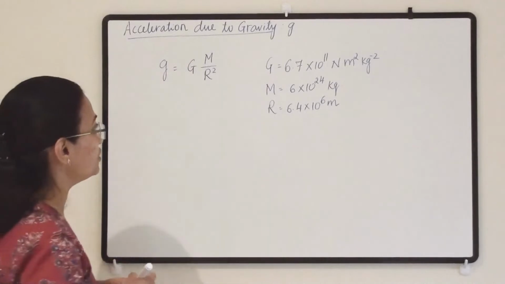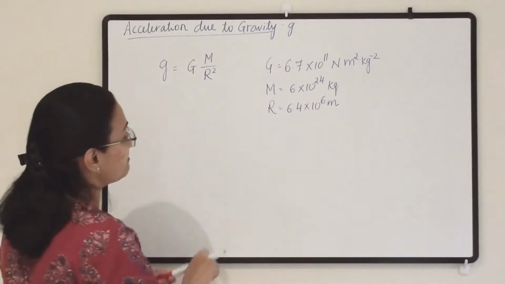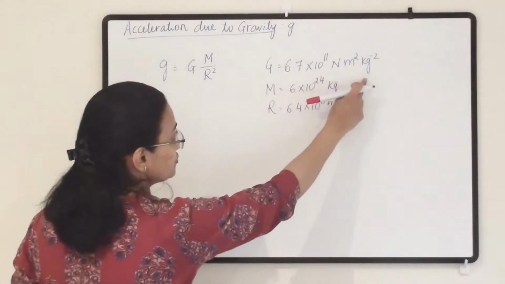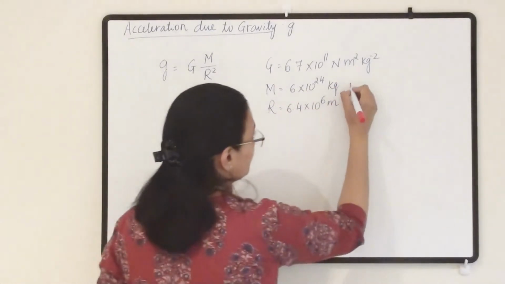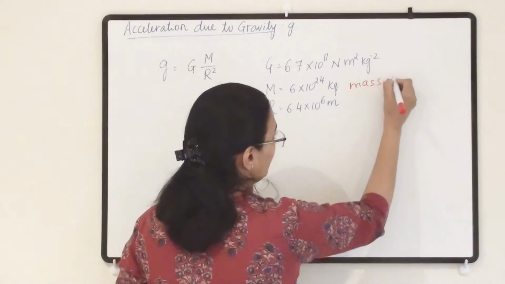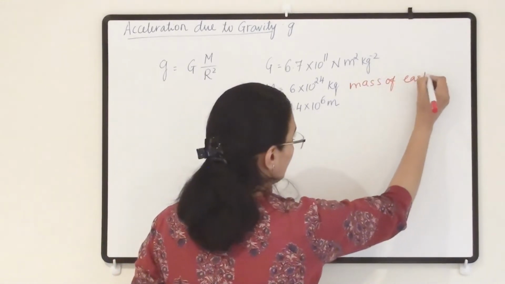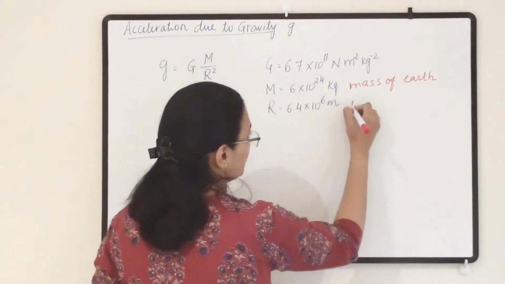So here G we know that it is 6.7 into 10 to the power minus 11 Newton meter square per kg square. M is the mass of the earth. This is the mass of the earth. This is the radius of the earth.